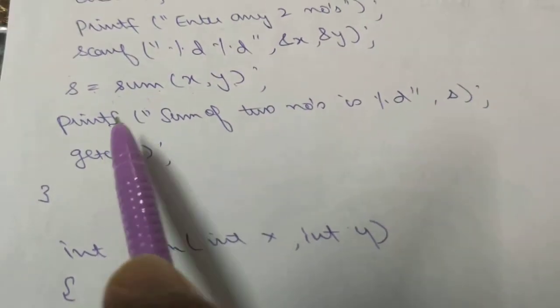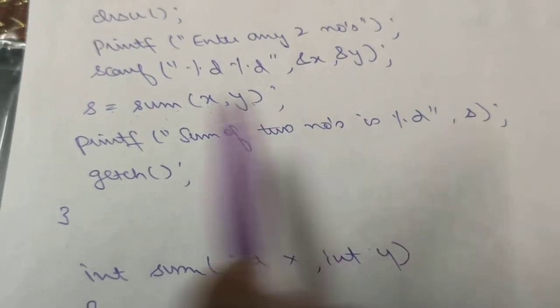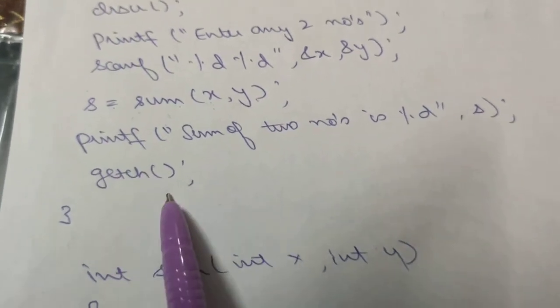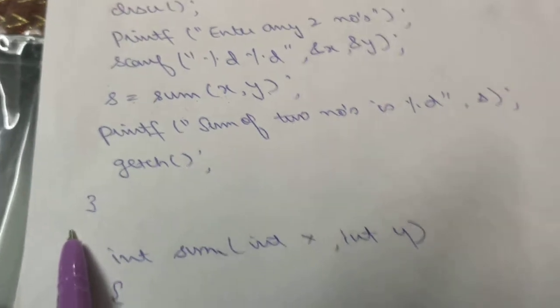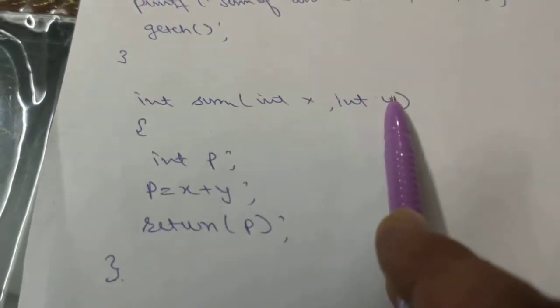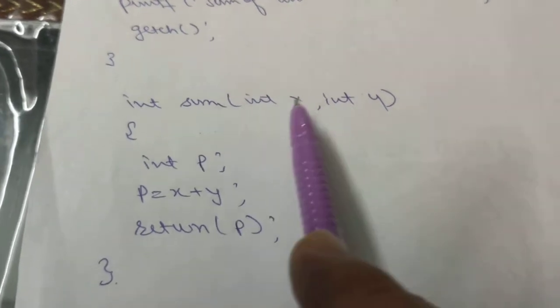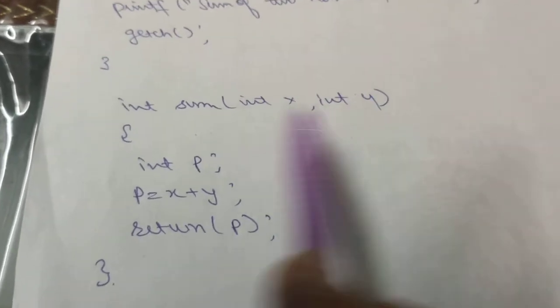So next we have printed the output, that is, sum of two numbers is %d, and s is printed there. Finally we finish main with getch. This is the closing bracket of main, and this is the simple function sum. We have passed two variables x and y, those are collected here as x and y. In my previous lecture also I told you that you can keep the names of the variables the same as well as you can change the names also.